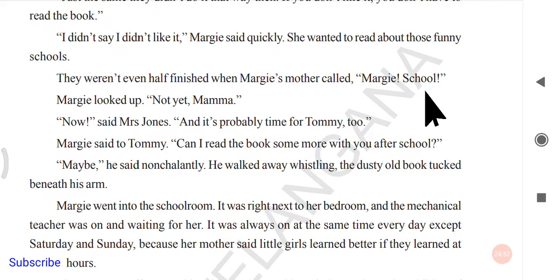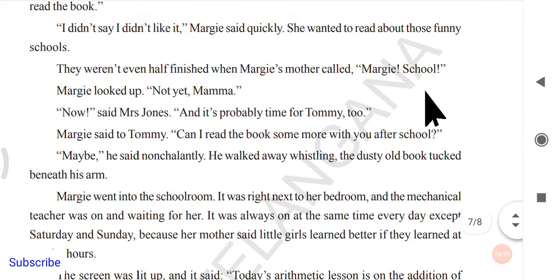Next, Margie said to Tommy, can I read this book some more with you after school? Now Margie is a little bit more interested to read the book, and she asked Tommy, can I read the book along with you after school? Okay, so maybe, he said nonchalantly.